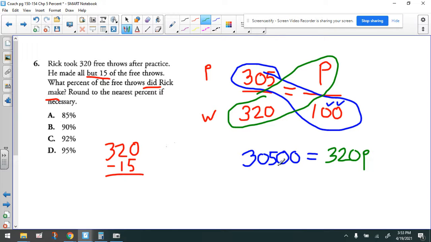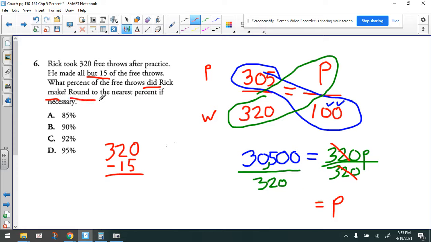And when we solve, what's the opposite of multiplying a variable by 320? It would be to divide it by 320. We'll take both sides of the equation and divide both sides by 320. All right, that cancels out, that cancels out. We're left with P.